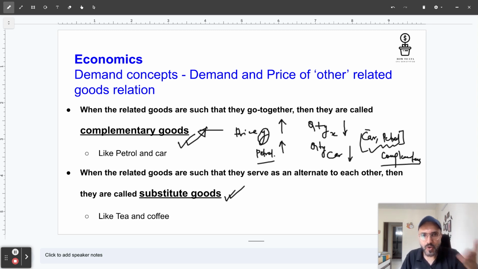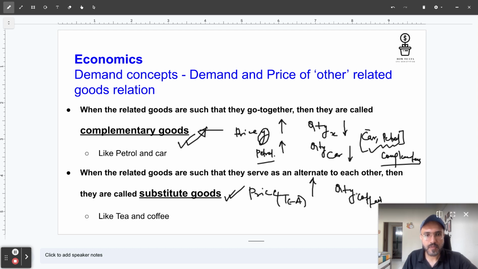If the price of tea is going to go up, what do you think would be the demand for coffee? Just see, very, very intuitive. If the price of tea goes up, then the quantity which I will demand for coffee will increase, because a lot of people who used to drink tea would say, "Arey yaar, tea has grown very expensive. Let me go for coffee." So the quantity of coffee will go up.